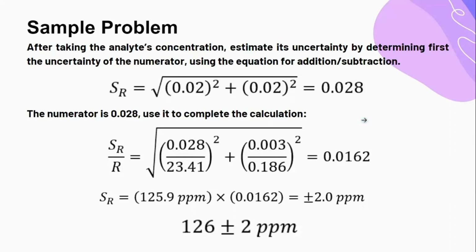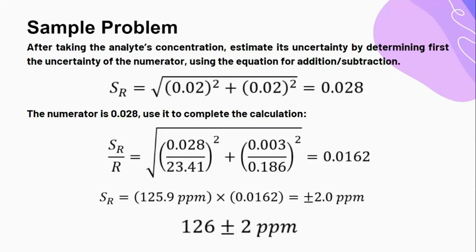Now that we have calculated the analyte's concentration, the next thing to do is to calculate its relative uncertainty using the uncertainty propagation for multiplication or division. But first, we need to get the uncertainty of the numerator. In order to do that, we calculate it using the uncertainty propagation for addition and subtraction. So we have here the equation S sub r is equal to the square root of (0.02) squared plus (0.02) squared. Calculating this, we will get the uncertainty equal to 0.028.